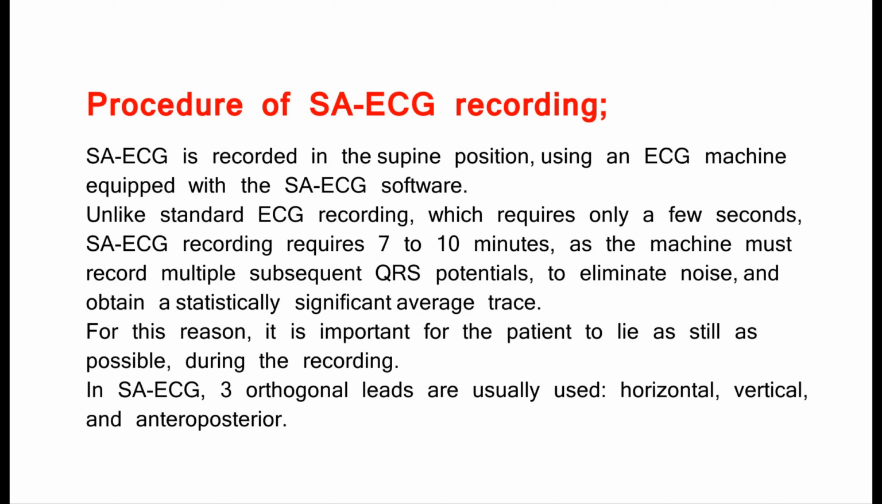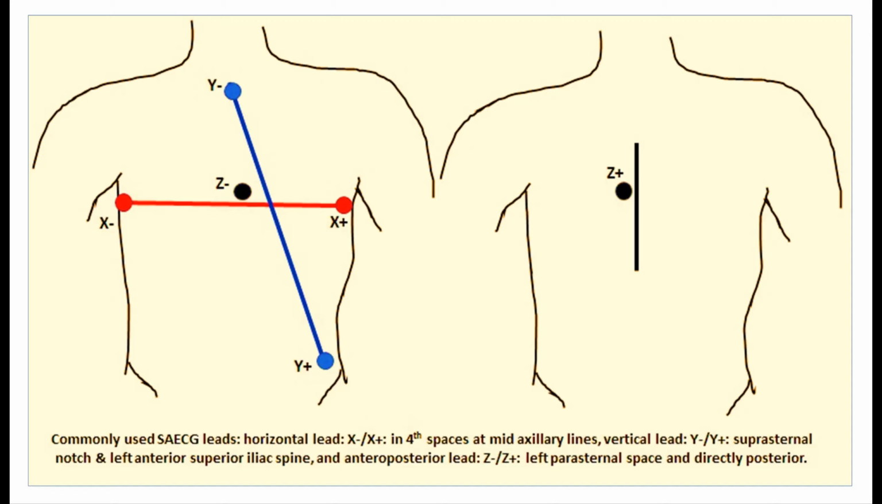In SAECG, 3 orthogonal leads are usually used: horizontal, vertical, and anteroposterior. The commonly used SAECG leads are shown. A horizontal lead, red, with electrodes placed in the fourth spaces at mid-axillary lines, a vertical lead, blue, with electrodes placed in the suprasternal notch and the left anterior superior iliac spine, and an anteroposterior lead, black dots, with electrodes placed in the left parasternal space and directly posterior.